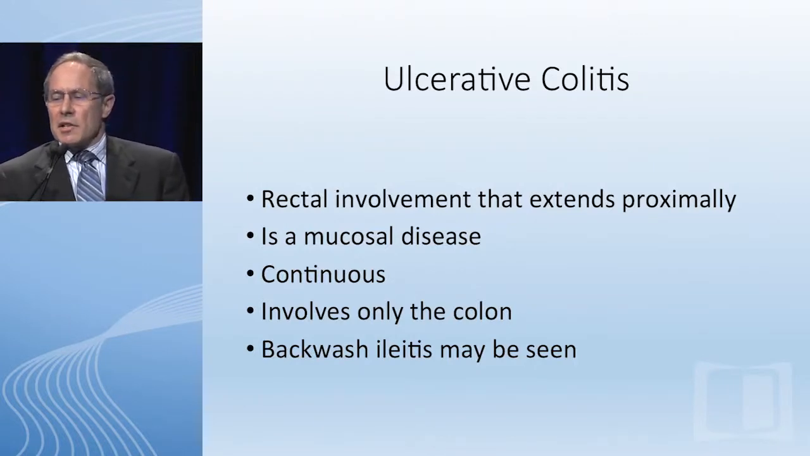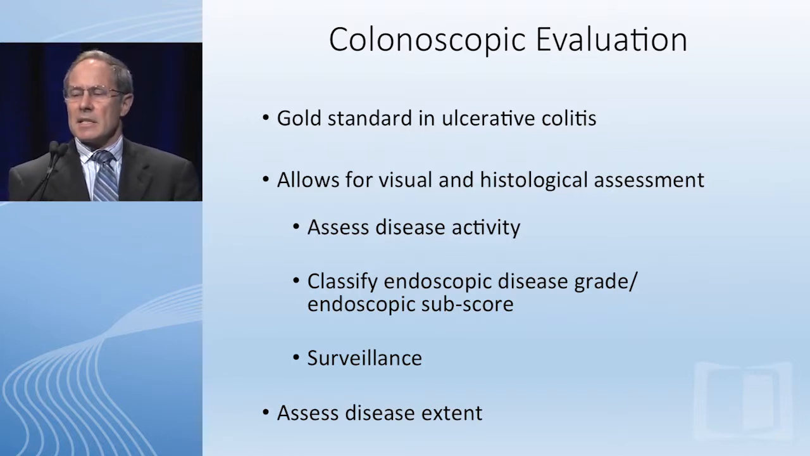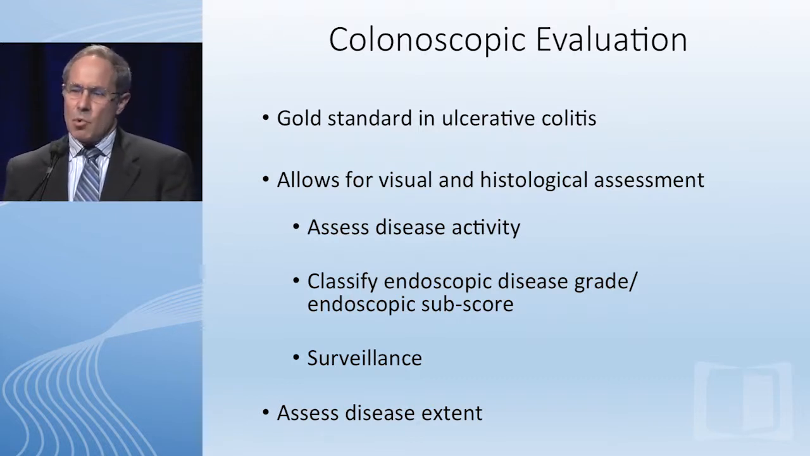In ulcerative colitis, there is rectal involvement that extends proximally. It is a mucosal disease, and so what you see is what you get. It's typically continuous, involves only the colon, though backwash ileitis may be seen. Colonoscopic evaluation of UC is the gold standard. It allows for visualization and histological assessment. One can assess disease activity, classify endoscopic disease grade, and in a more research-esque nature, endoscopic subscores. Also perform surveillance, and importantly, assess disease extent.